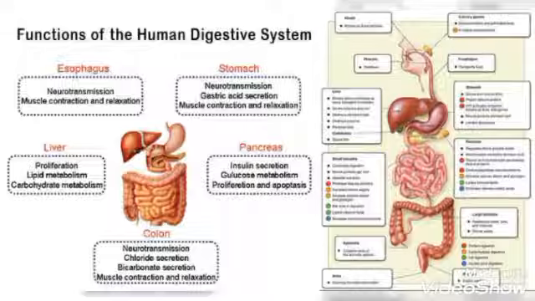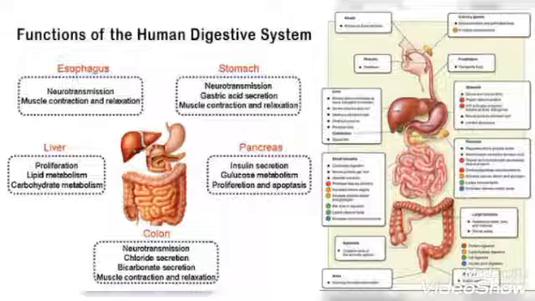The second stage of digestion begins in the stomach with the gastric phase. Here the food is further broken down by mixing with gastric acid until it passes into the duodenum, the first part of the small intestine.